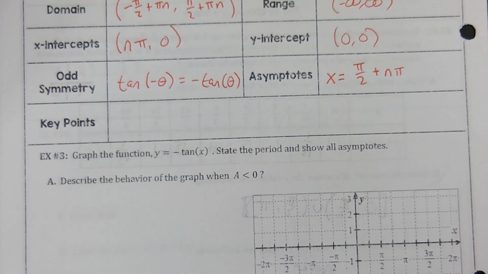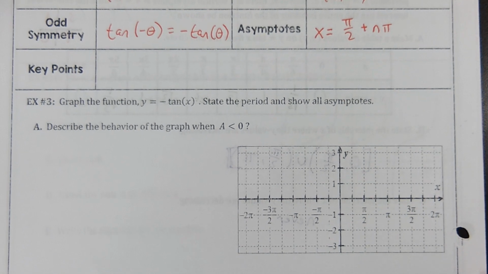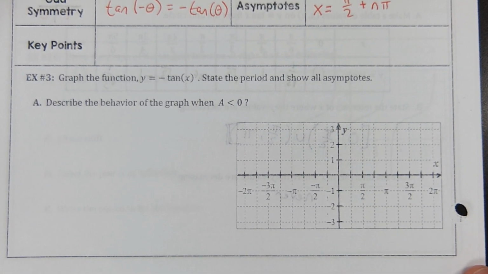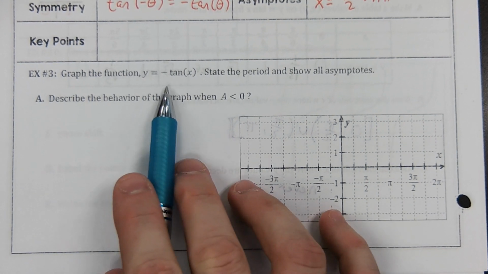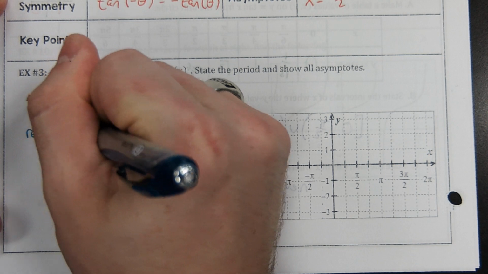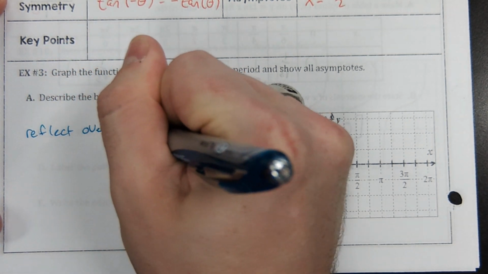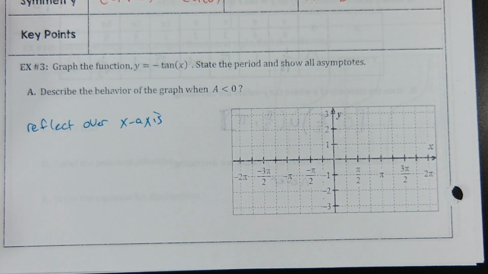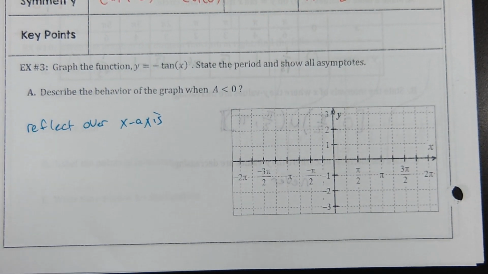So let us get down here and let's graph negative tangent of x. Well, I mean, that's just a reflection over the x-axis. Reflect over x-axis. That means turn the graph upside down. So none of the inflection points are going to move, and none of the asymptotes are going to move.